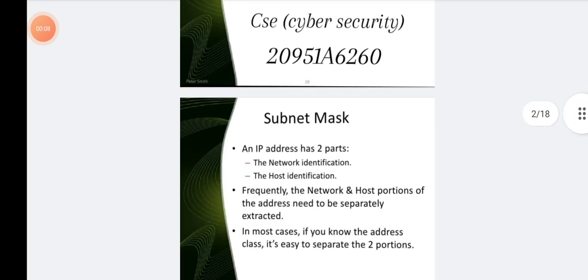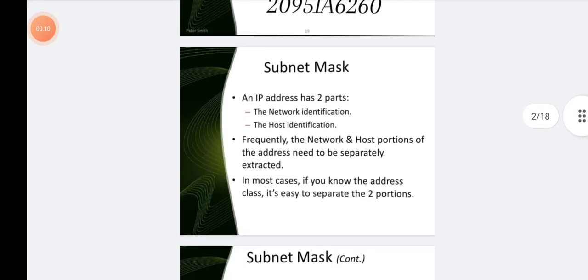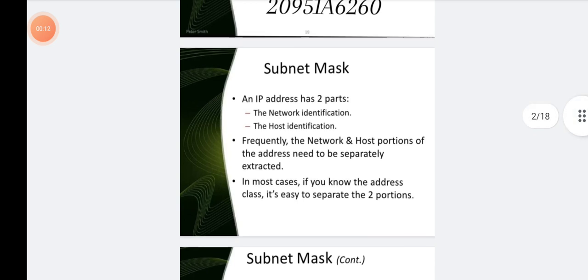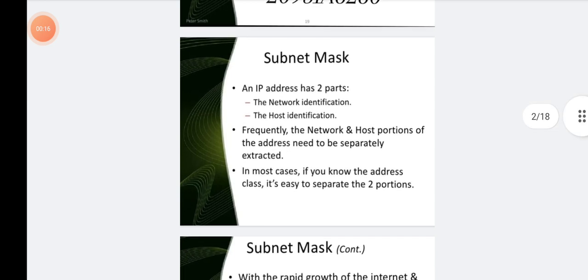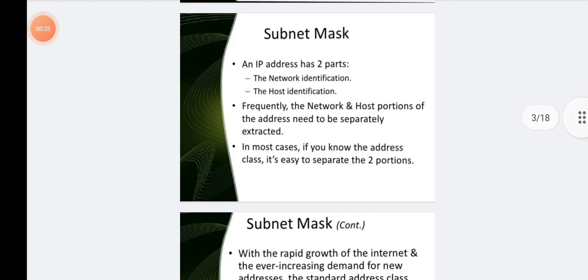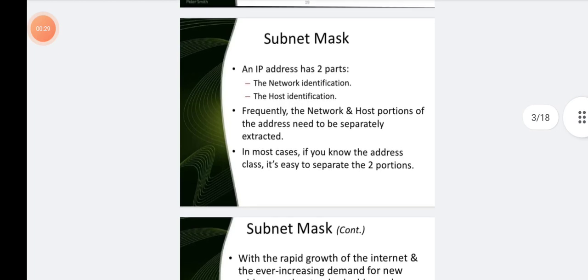Today my topic is about subnet mask. Coming to the introduction of the subnet mask, an IP address has two parts, the network identification and the host identification. Frequently, the network and host portions of the address need to be separately extracted. In most cases, if you know the address class, it's easy to separate the two portions.